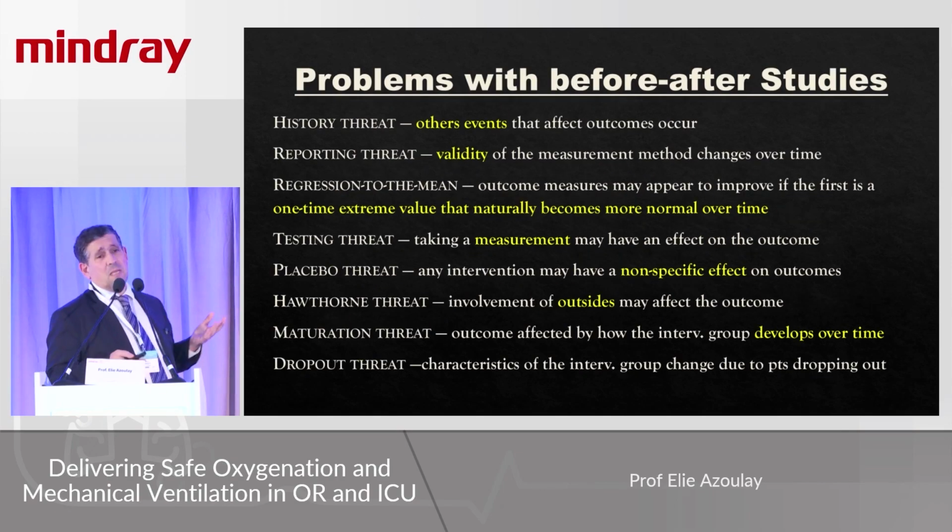Of course, there are many different biases. One is the history bias. Of course, you need to have a history. Then there is the validity of the measurement, which has been much discussed in these specific studies. The problem of regression to the mean affects every research study, then the testing threat, because the measurement may have an effect on the outcome, the placebo threat, the Hawthorne threat, maturation, and the dropout that also exists in before-after studies.